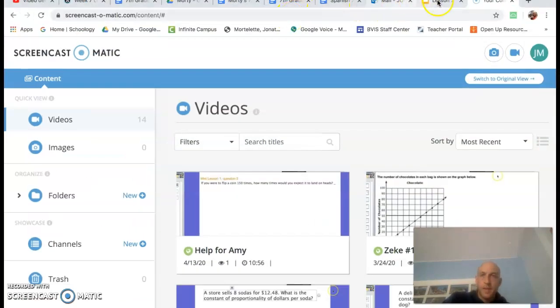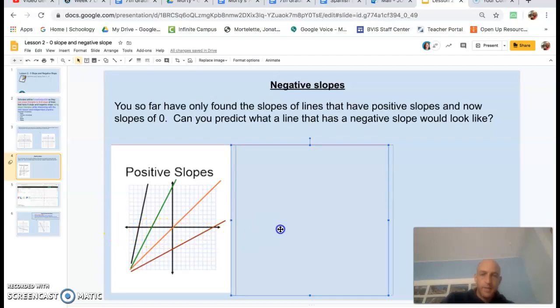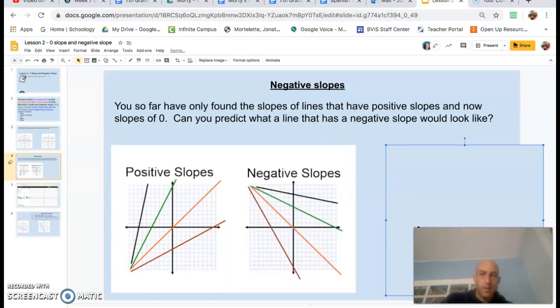Okay, let's take a look at negative slopes. So far, you have found the slopes of lines that have positive slopes that look like these lines here on this graph, or what we just did, which was slopes of 0, which is a straight flat line. Can you predict what a line that has a negative slope would look like? So positives go uphill, 0 is flat, negative slopes go downhill. You can see the difference here. If I start all the way over to the left, right, and I go up the line, I'm going uphill here.